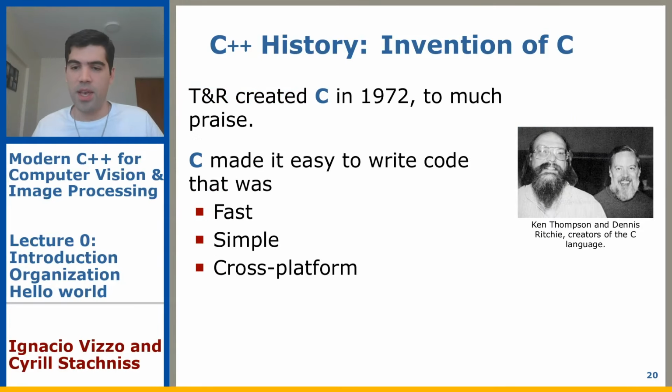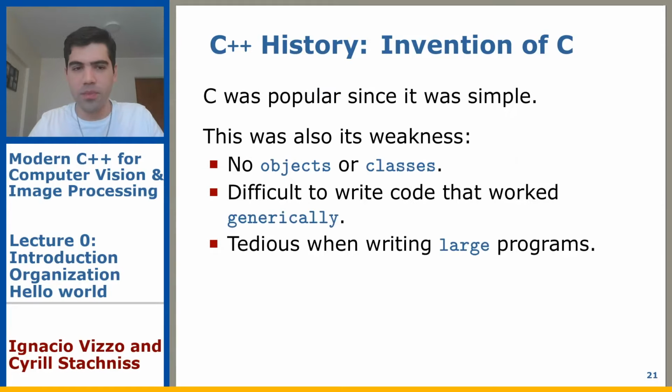These are Kernighan and Ritchie, the creators of C. This happened in 1972, so a long time ago. They made this language that was super fast, simple, and cross-platform, so you don't need to know your architecture anymore. C was super popular because it was easy to use, but that was also part of the weakness of the language. They didn't have objects or classes. It's difficult to write code that works generically, and it's still super tedious nowadays to write large programs.